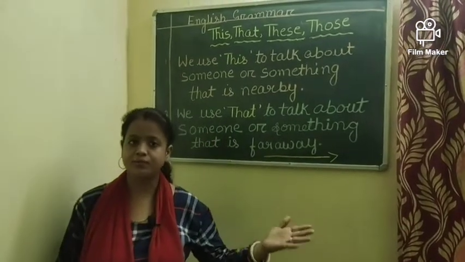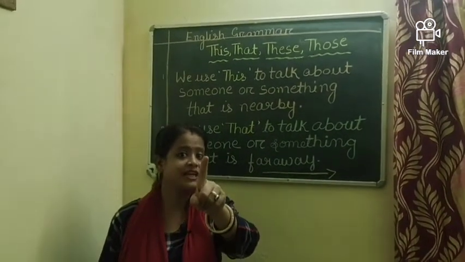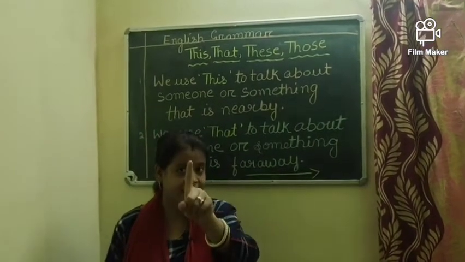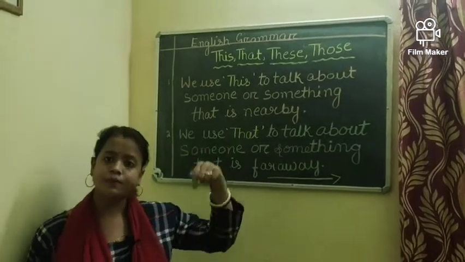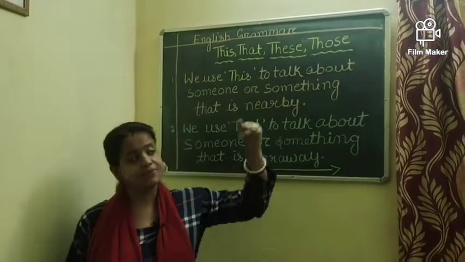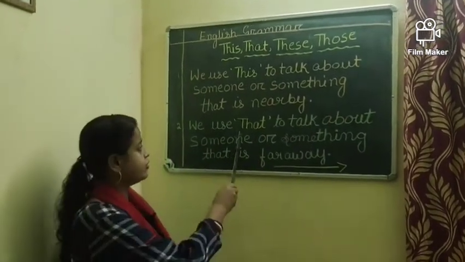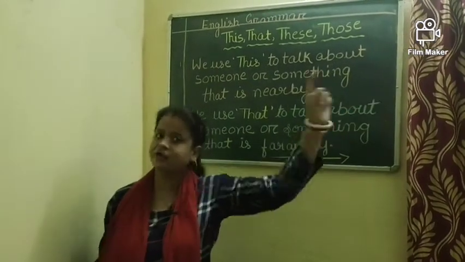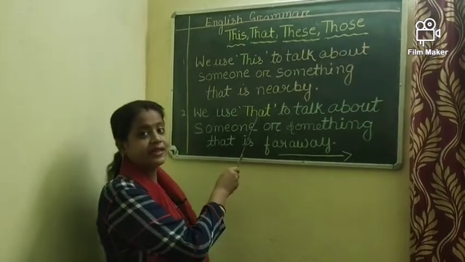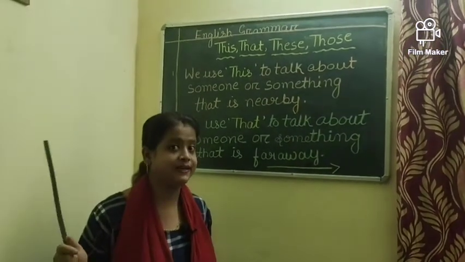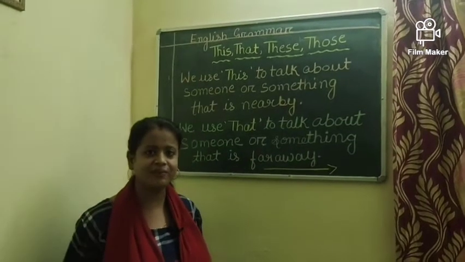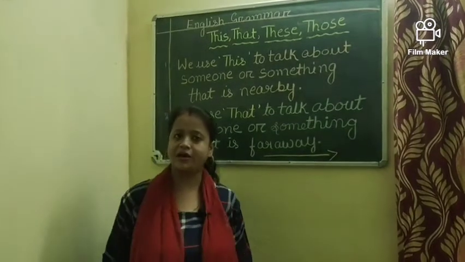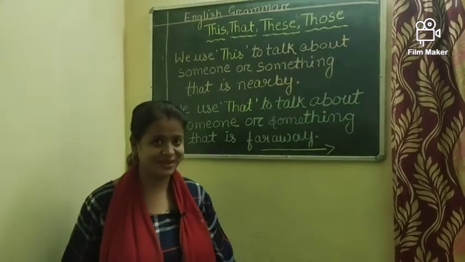When we talk about someone or something, the object must be one. The object, the thing, the person must be one. And that person or the object must be far away. When we talk about someone or something that is far away, we use that. That is why I said that is a duster. The duster was far away from me. And in the book, it is indicated by this arrow mark. Clear? Understood?